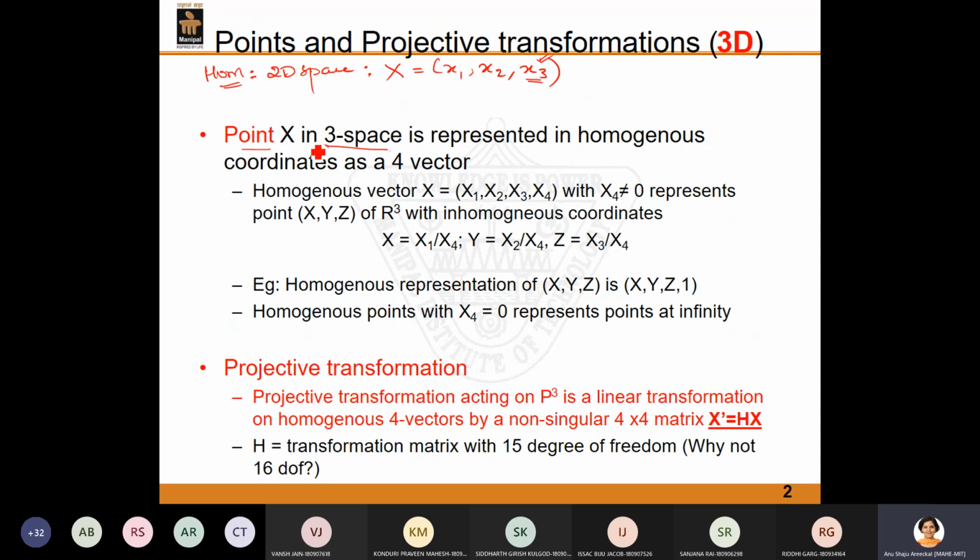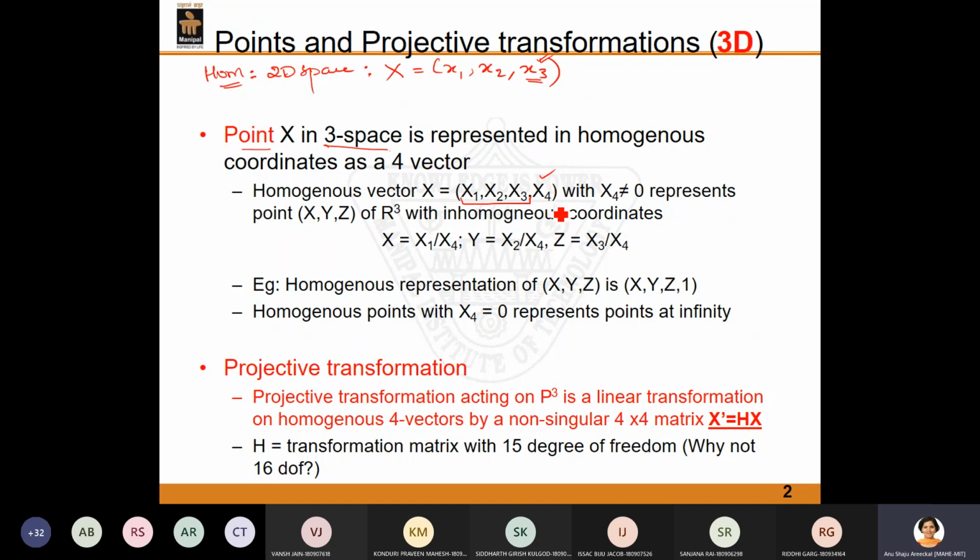Now, if it is a 3D space, to represent a point, again, we add another coordinate, so that would be a fourth coordinate. Originally in the non-homogeneous representation, you need only three coordinates to represent a point, that is x, y, z, along the x, y, z axes. In the homogeneous representation, we add a fourth coordinate, and let's call that x4.